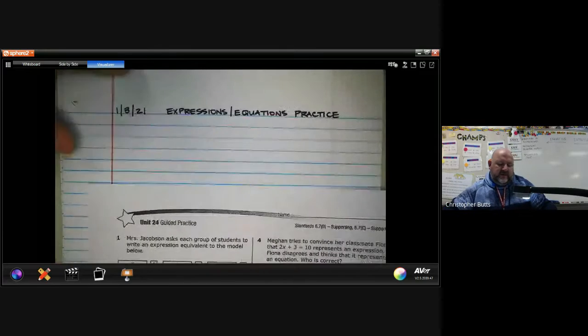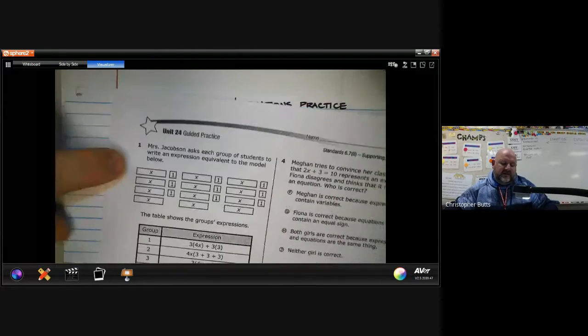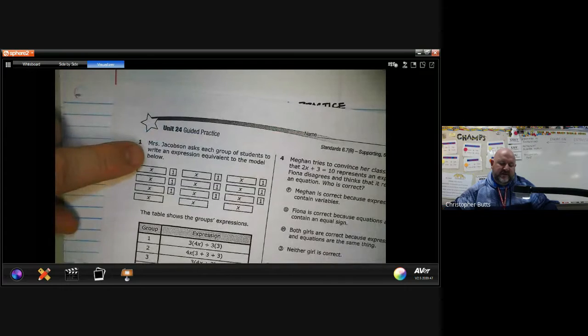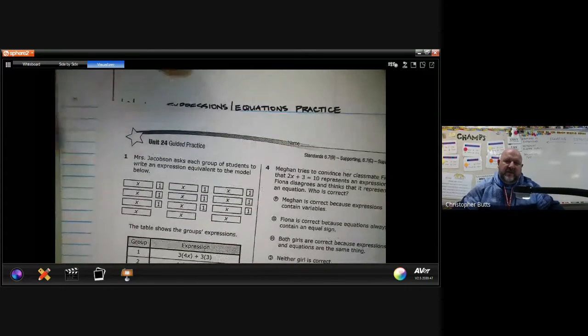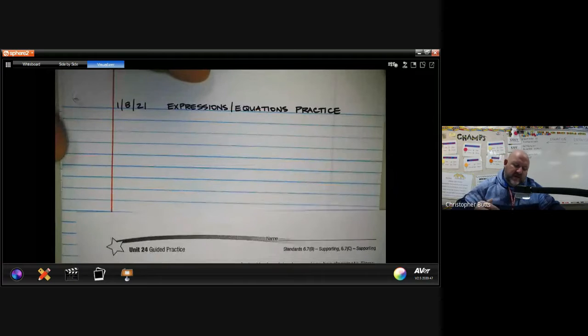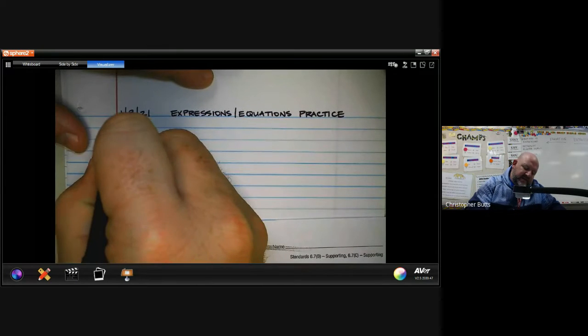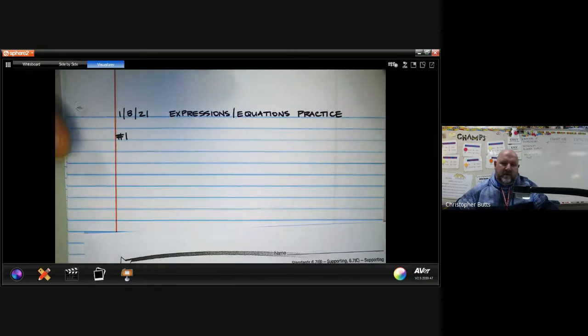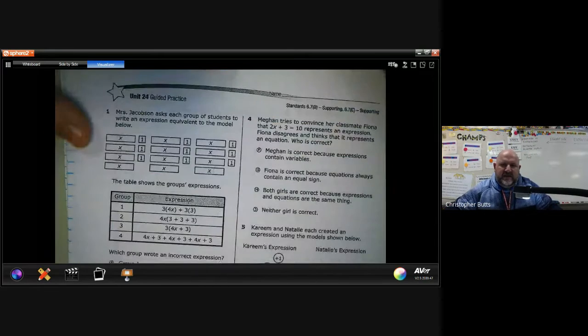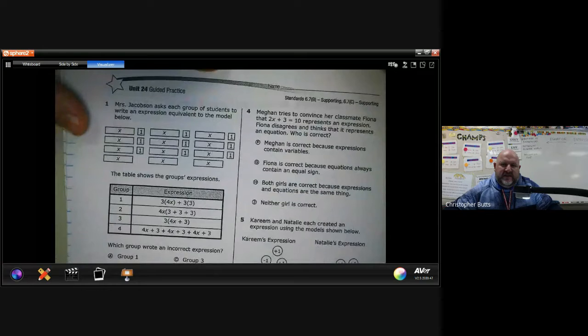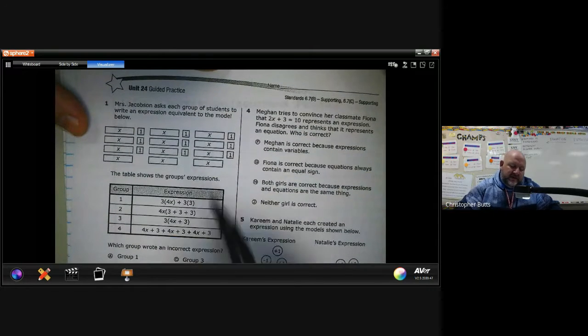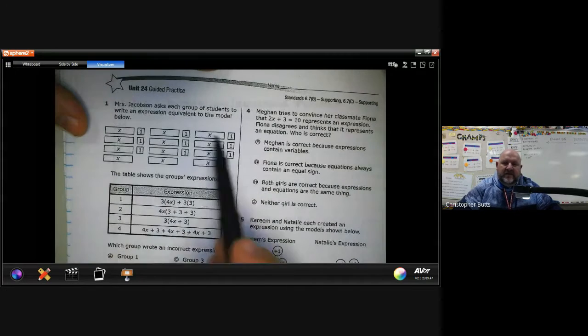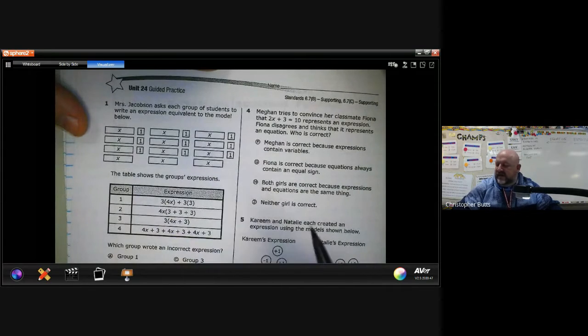In your journal, I'm going to use these same question numbers so I know which one I'm on. I'm going to stay organized in my journal. So the first thing that I'm going to do is question number 1 from our practice here. It says, Mrs. Jacobson asks each group of students to write an expression equivalent to the model below. And so we've got our model drawn right here, very similar to the algebra tiles that I showed you in class yesterday. It says the table shows the groups' expressions.